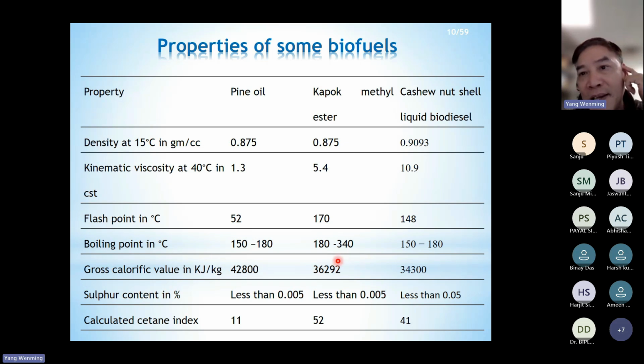Because biodiesel actually contains oxygen, correct? Biodiesel contains O, oxygen.